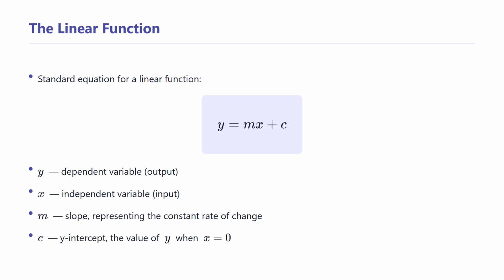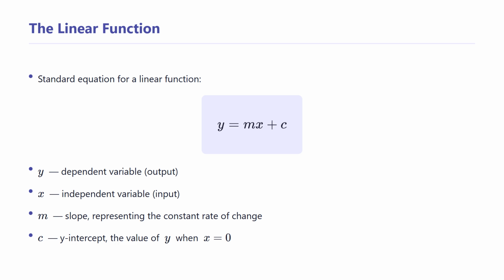Now that we understand what a plot is, let us look at the simplest polynomial, the linear function. This formula comes from the idea of a constant rate of change, like moving at a steady speed. The equation is y equals m times x plus c. Here, y is our output and x is our input. The symbol m represents the slope. It tells us exactly how steep the line is.